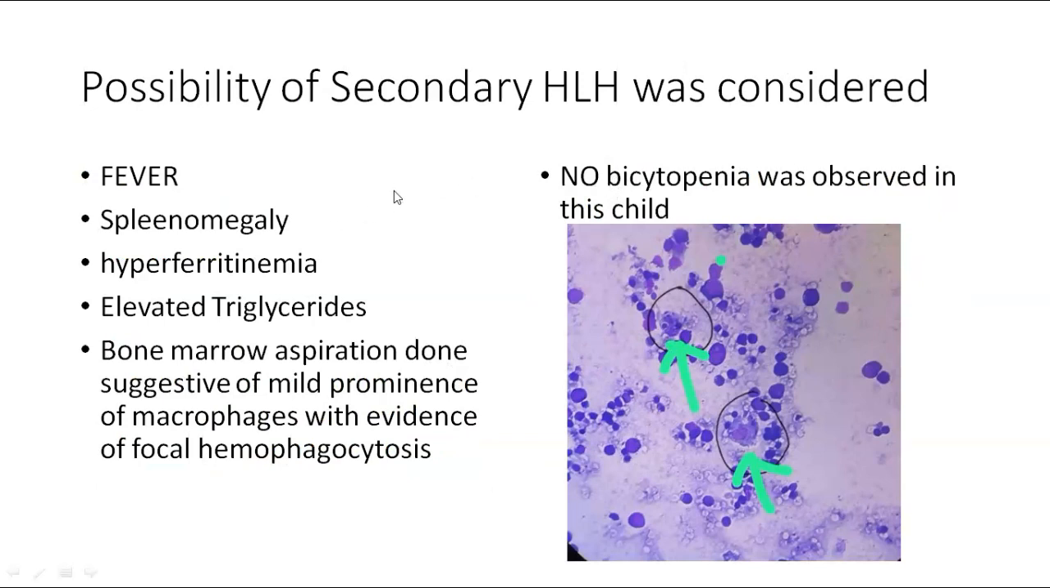Whenever we come to bicytopenia, it means any two lines, either anemia, thrombocytopenia, or leukopenia. So if any two lines are suppressed, if two cytopenias are there, we'll consider it as bicytopenia.